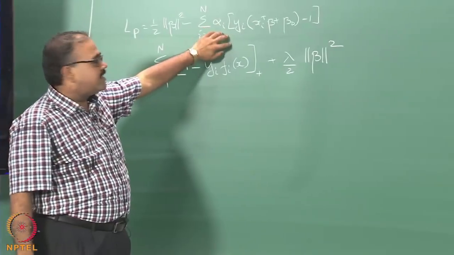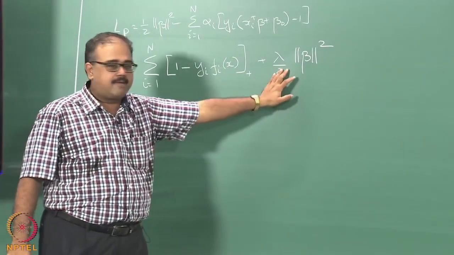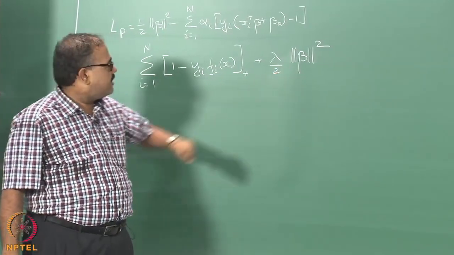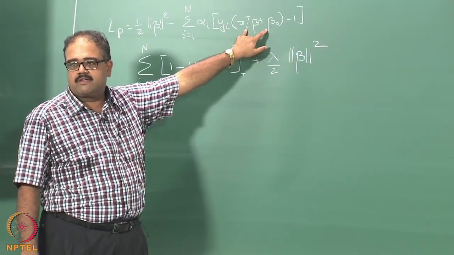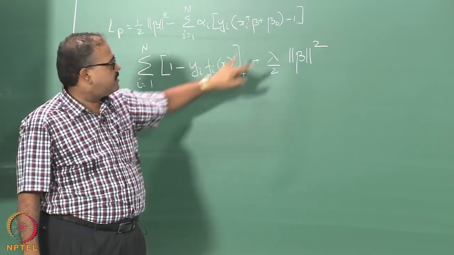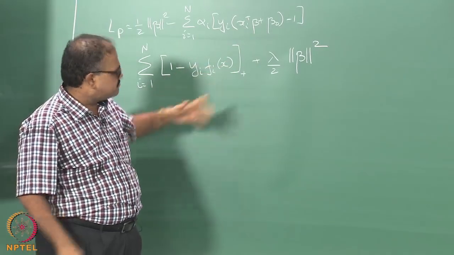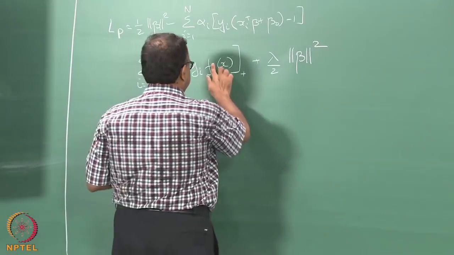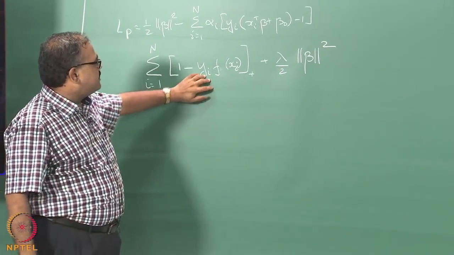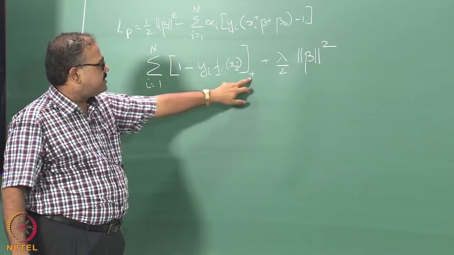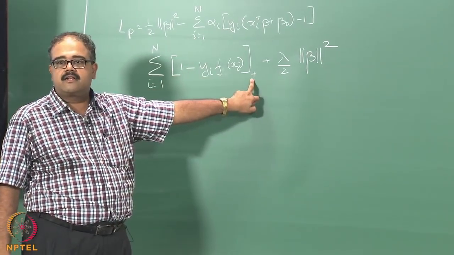I mean, some jugglery. The alphas I have replaced with a lambda here, and xi transpose beta plus beta naught is actually f of xi. So I have written f of xi, and then essentially the same objective function except for this plus thingy here.